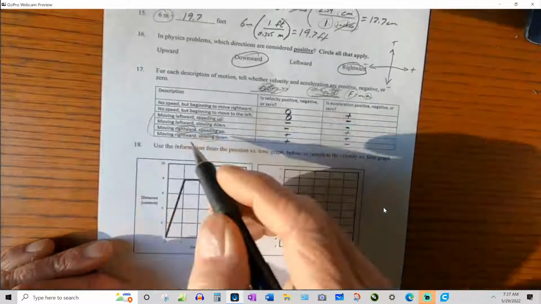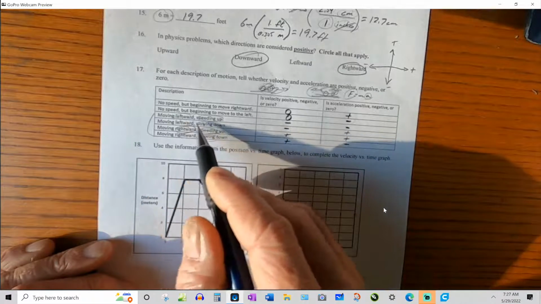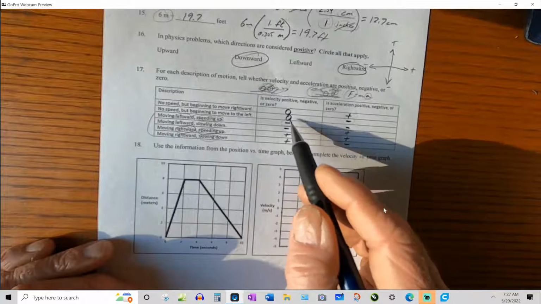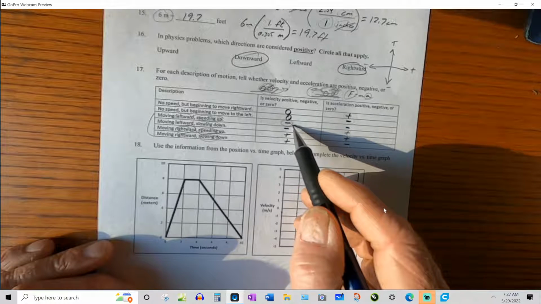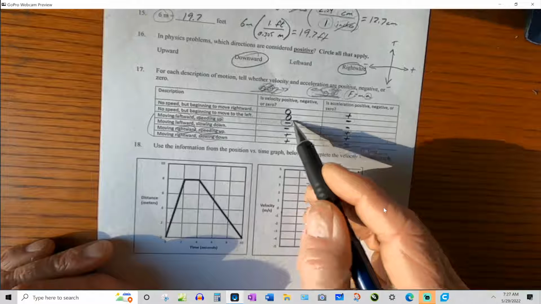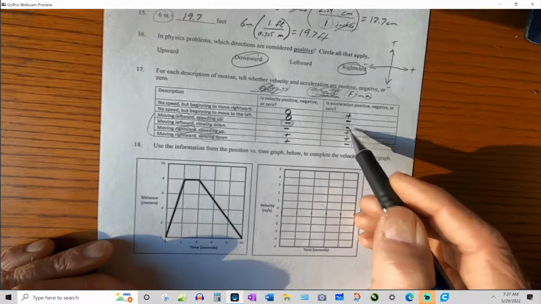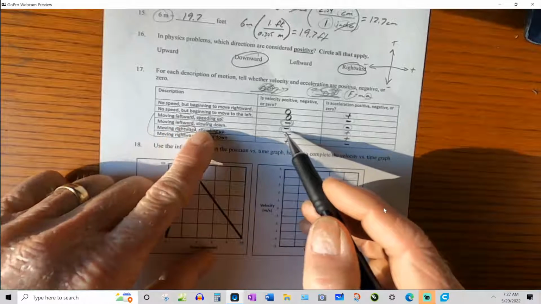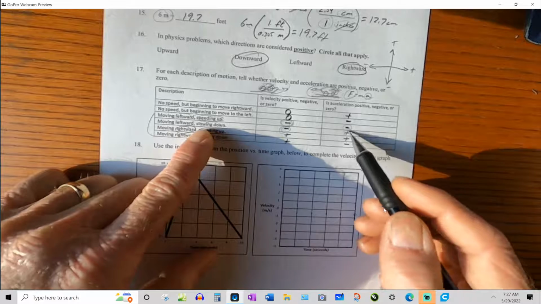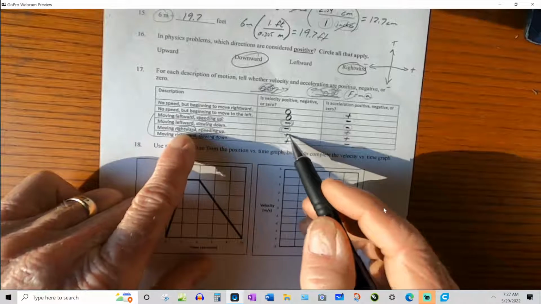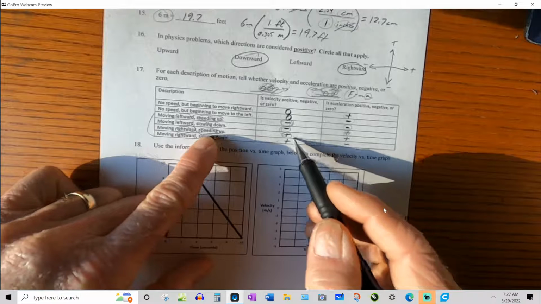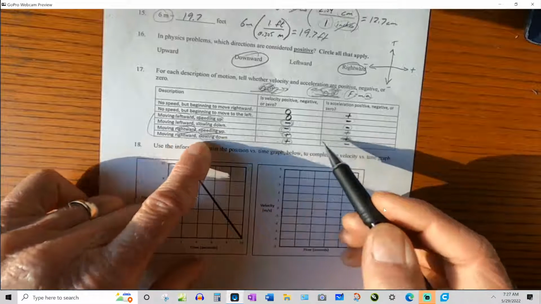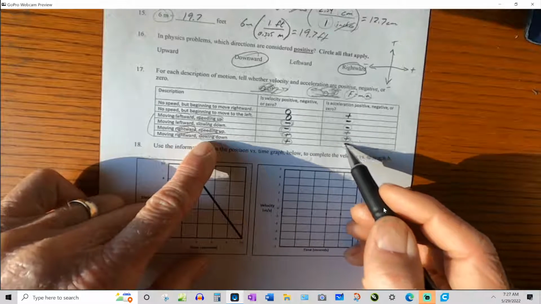Now we go into moving things. If something's moving to the left and getting faster, then the leftward means it's got negative velocity. The fact that it's speeding up means the acceleration is the same, also negative. Moving leftward, negative. Slowing down means the acceleration is opposite, so it's positive. Moving rightward, positive velocity. Speeding up means the acceleration is in the same direction. Moving rightward, positive velocity. Slowing down means the acceleration is in the opposite direction.